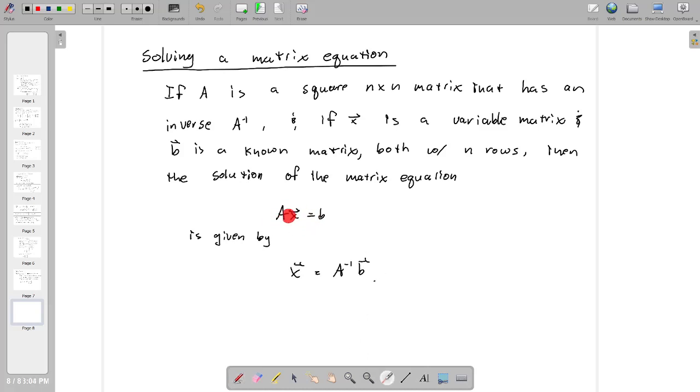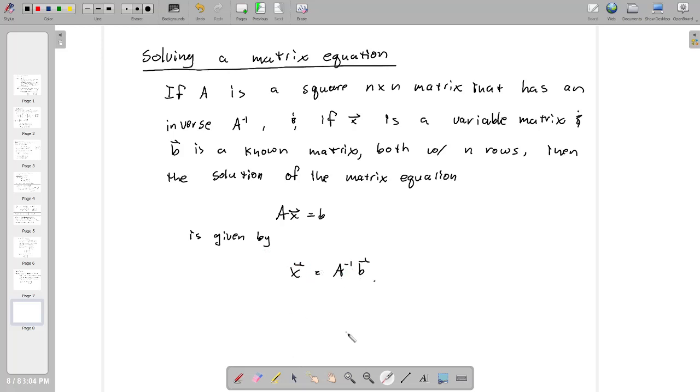If we have this matrix equation, if we left multiply the inverse, then A inverse A gives us I, the identity matrix. Now remember, the identity matrix doesn't change anything. When you multiply any matrix by an identity matrix, it does not change anything. But we would be left with A inverse B on the right. So we would just have X is equal to A inverse B.